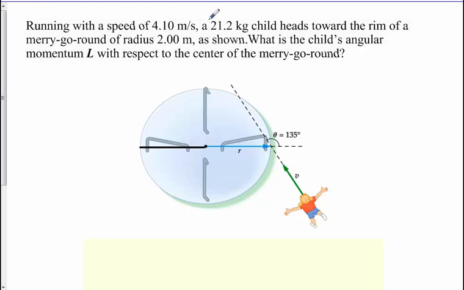In this problem, I have a 21.2 kilogram child. It can be running at 4.10 meters per second toward the rim of a merry-go-round. A merry-go-round has a radius of 2 meters. We want to find what is the child's angular momentum with respect to the center of the merry-go-round. So we're trying to find out what it is about this point here.